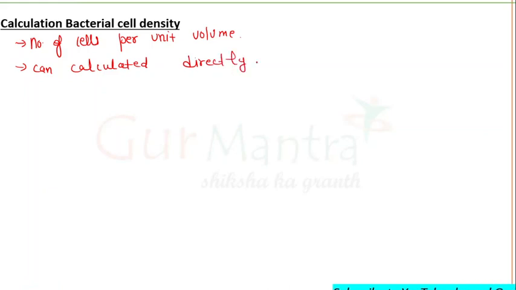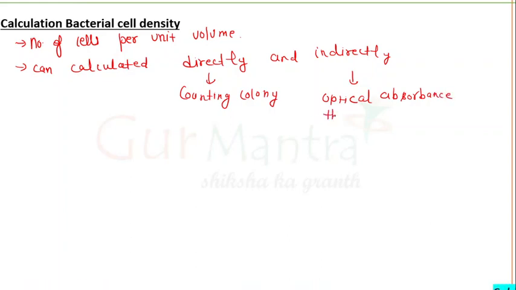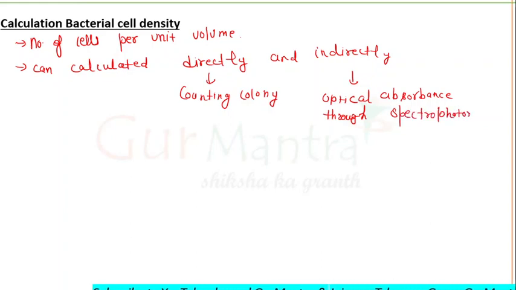And how to calculate it directly and indirectly? This becomes a question to you now. How to calculate directly? By counting the colonies. Just count the colonies. How to calculate it indirectly? By the measurement of optical absorbance through a spectrophotometer.